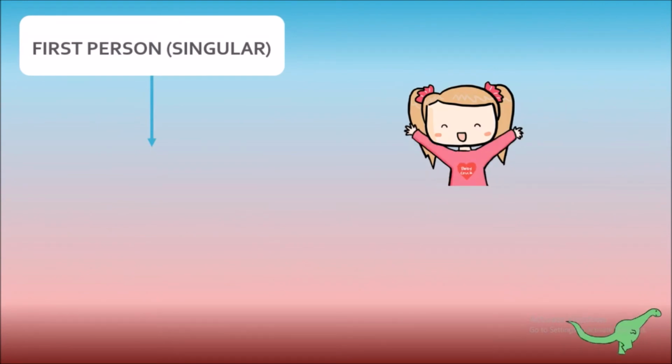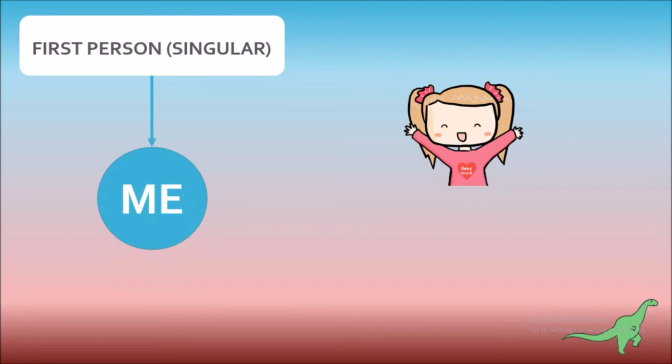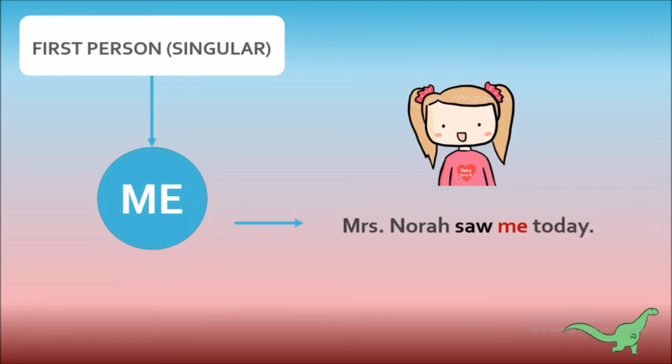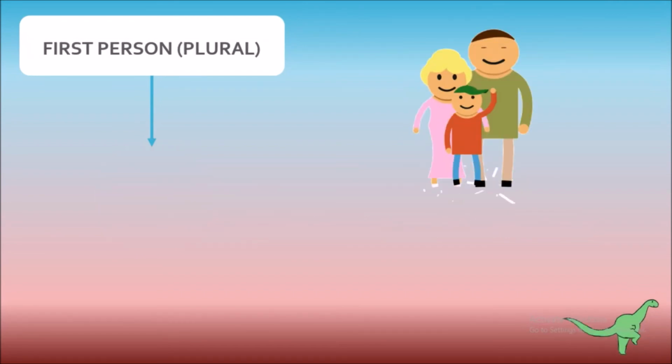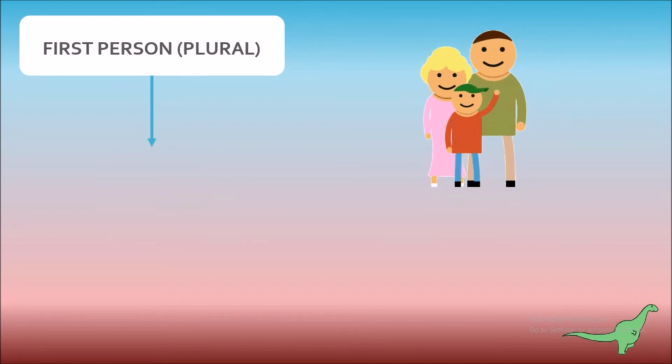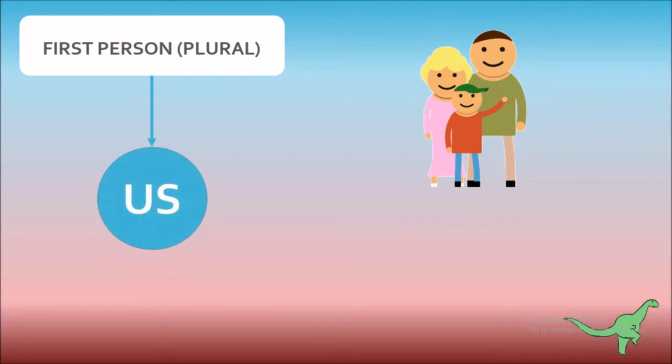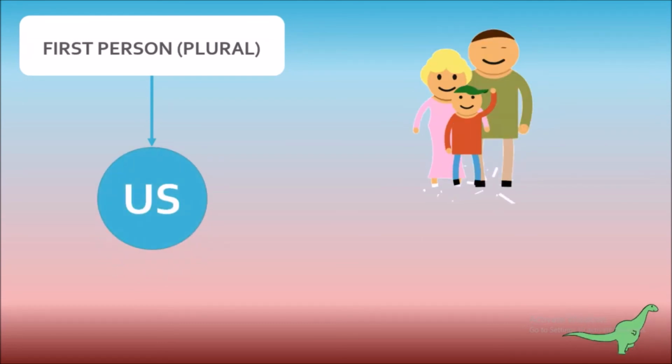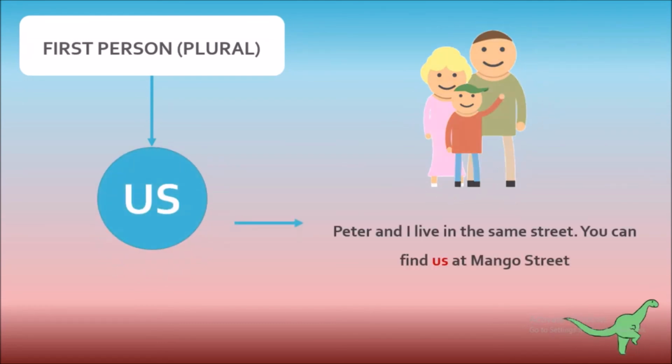First person singular of object pronoun is me. For example, Mrs. Nora saw me today. Next, the first person plural of object pronouns is us. For example, Peter and I live in the same street. You can find us at Mango Street.